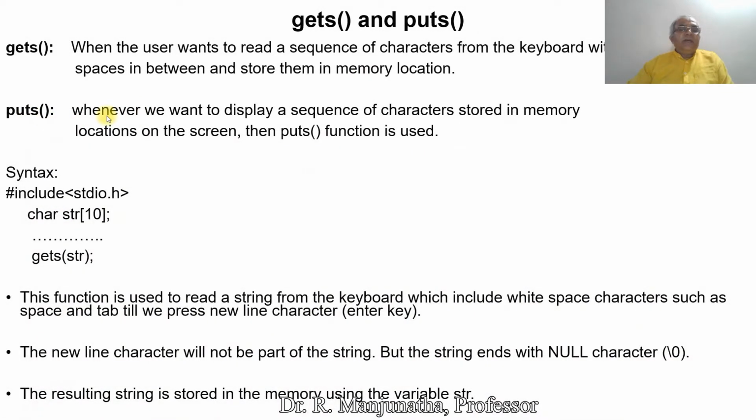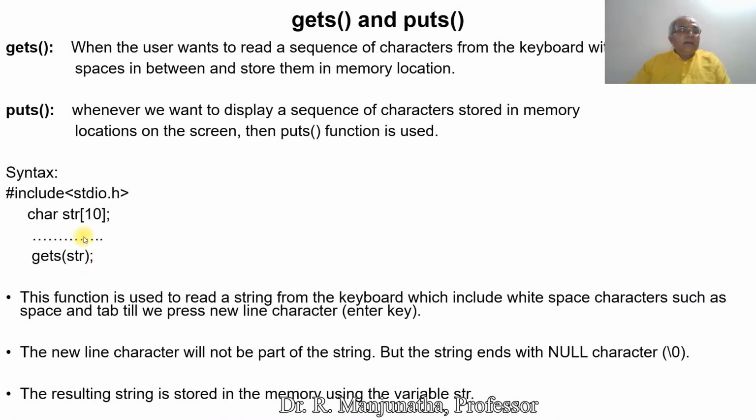Then the puts function: whenever we want to display a sequence of characters stored in the memory, that means whatever we have entered here, to be displayed on your screen from the memory location, the puts function is used. So the syntax is: include stdio.h, then a char variable, which is a string of 10 spaces. Then we will execute this.